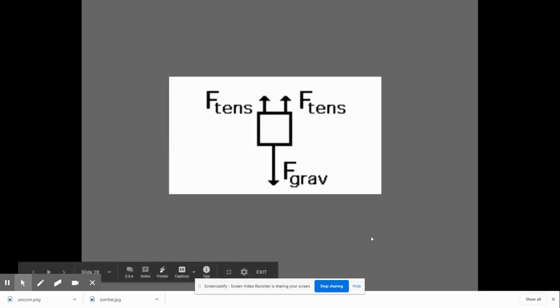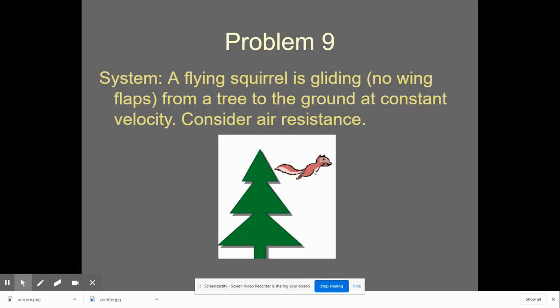But let's see what we got. Oh, yep, good. Tension, tension, gravity. See how those are shorter, but if you add them together, they equal that. So that would be a balanced situation. And so the gymnast isn't moving. A flying squirrel is gliding, no wing flaps, from a tree to the ground at constant velocity. Consider air resistance. All right, if I have constant speed, then I have a balanced force situation, and I think I'll have gravity down and air resistance up.